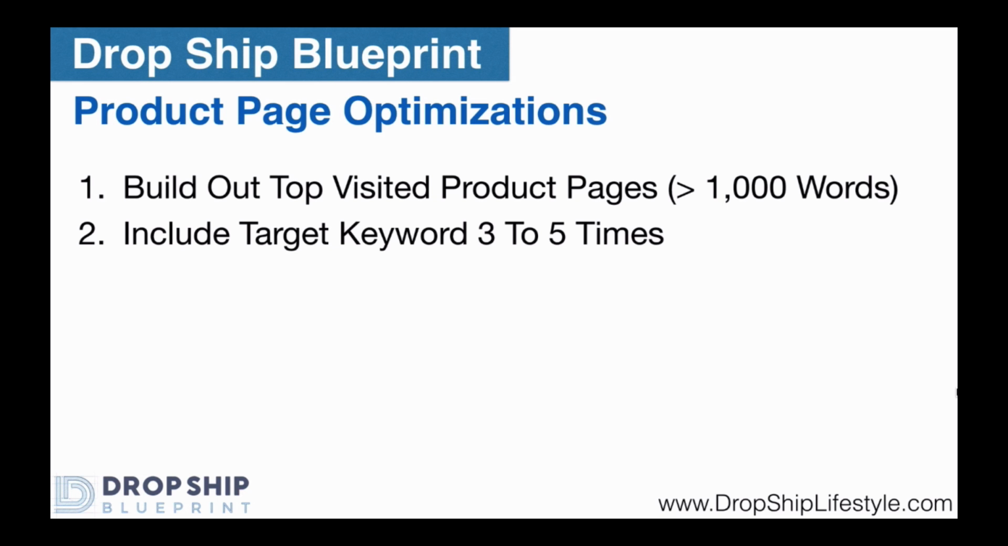You don't want to overdo it and have it stuffed in there. The term keyword stuffing is real because back in the day, you used to be able to just put your keyword a bunch of times in a bunch of places and Google wasn't smart enough to know that you were trying to cheat the system. Now they are. So out of a 1,000 word product page, you want that target keyword, which again is the product name, to appear about 3 to 5 times.